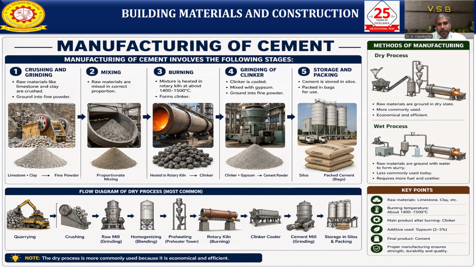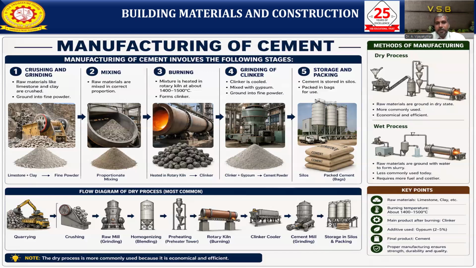After that, we need to do the mixing. Raw materials are mixed in correct proportions. After mixing, we keep it for burning in a kiln, which needs a temperature of 1400 to 1500 degrees Celsius. Once it is done, it automatically forms the clinker.